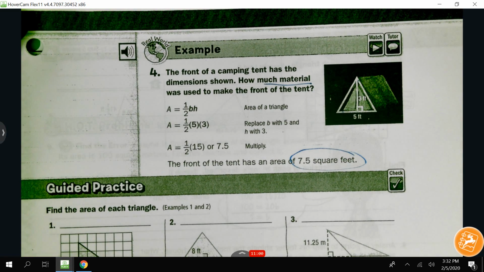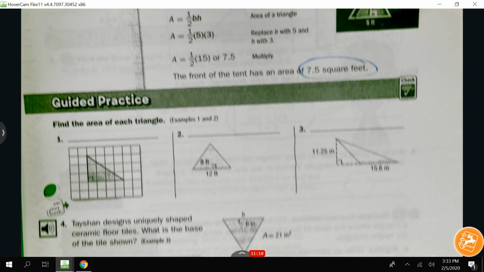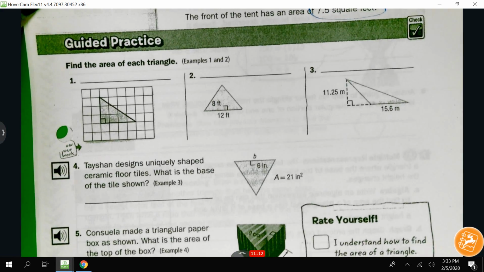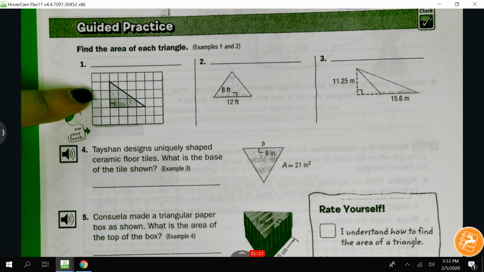Alright, normally I would have you do 1, 2, 3, 4, and 5 by yourself, but in this case, because I'm not teaching to a class, I'm going to go ahead and do them with you so that you can check your answers.